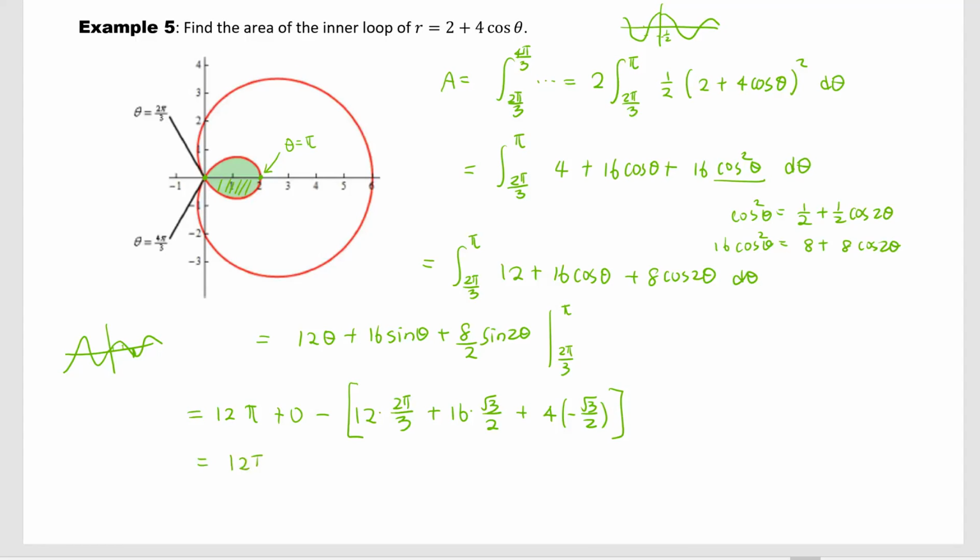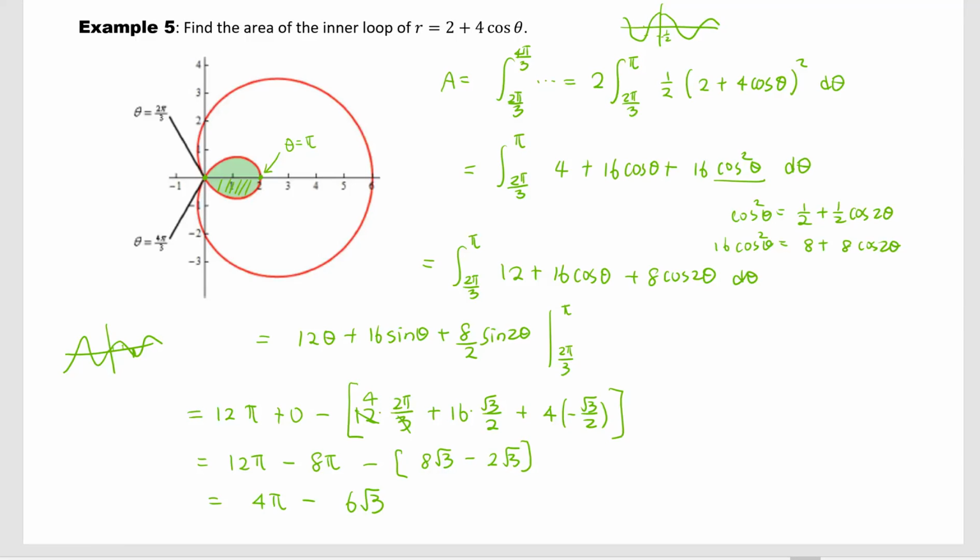Alright, let's see. So 12 pi minus this is 24 pi. Oh, we can cancel. So this guy cancels, we get 4. So 8 pi. And then minus. So what do we get here? So 16 minus. Okay, let me do it slowly. So this is like a square root of 3 minus 2 square root of 3. So that is 4 pi minus 6 square root of 3. Okay, so this is the area of the green spots.